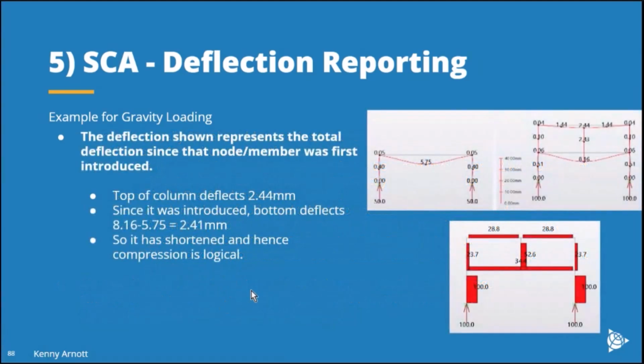So coming back to this view, the top of the column is deflecting 2.44 millimeters since it was introduced. And the bottom of the column is measuring the difference between these values. So it's 8.16 minus 5.75, which is 2.41 millimeters since it was introduced. And so actually, over its length, since it was introduced, it has shortened, and hence this compression is logical. But the view is explicable and, from a gravity load point of view, is quite naturally accepted. People like that sort of view.